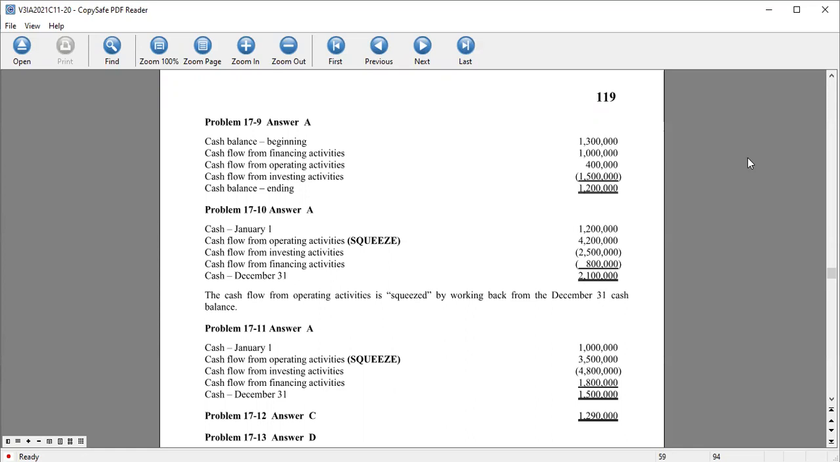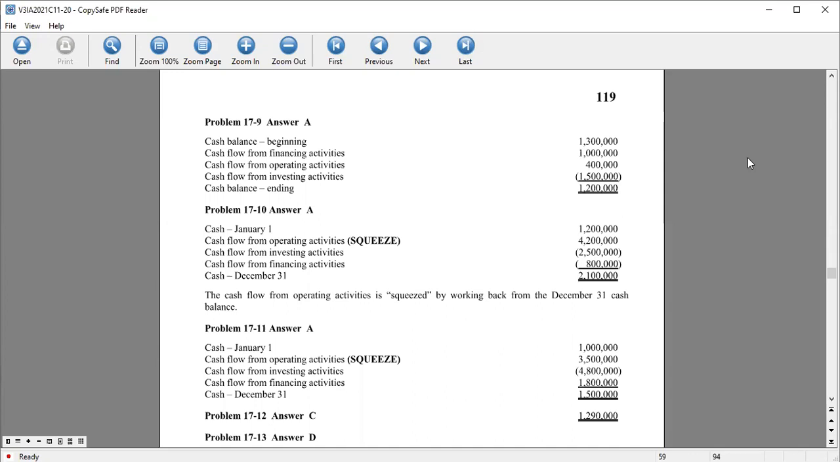So 2.1 million, add back, no? We have the work back process. With 2.1 million, then we add back 800,000 because it's negative. So when we work back, we have to add back, as well as 2.5 million. So it gives us the total of 5.4 million, deduct 1.2 million. So the missing item is cash flow from operating activities, 4.2 million. So that's your squeeze figure.